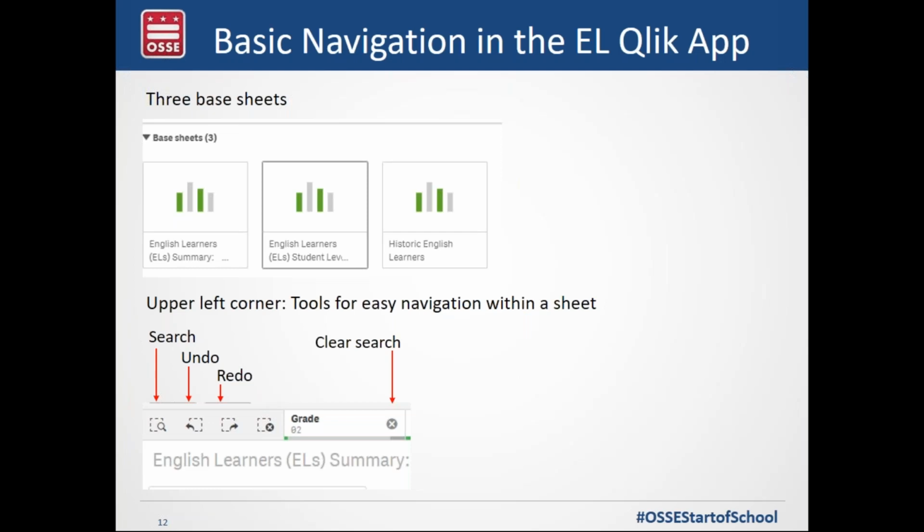One thing that I find useful is to become familiar with the tools that help you have easy navigation within a sheet. So in the upper left-hand corner, after you click on a sheet, you will see a search button, an undo button, a redo button, and a clear search button. So these are all very useful as you are conducting different searches and have a lot of different filters on. You can very easily click out of them to get back to a starting point. And if you need to search for something specifically, say a student ID or student name, you can use the search button for that.